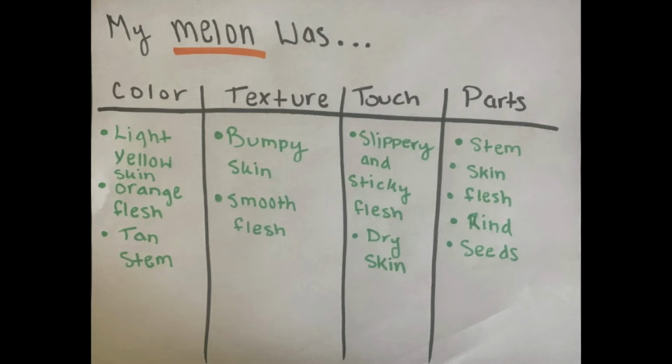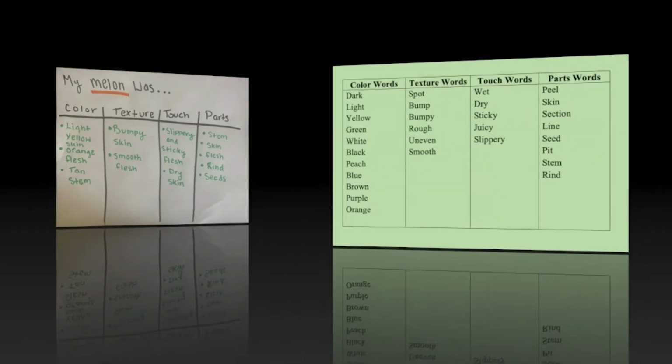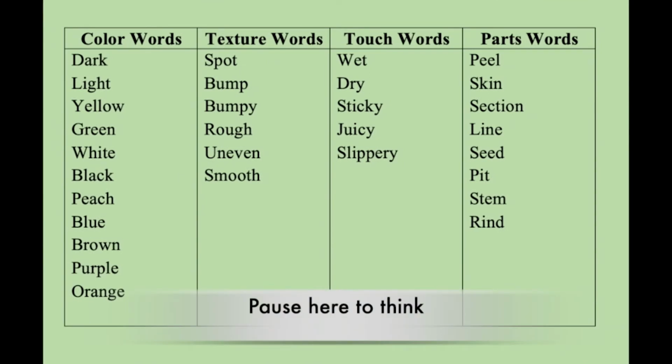Before we get started, I'm going to show you some more color, texture, touch, and parts words. Pause the video here to review and talk about color, texture, touch, and part words. If you can think of any other words, write them down and talk about them with a friend, family member, or adult.